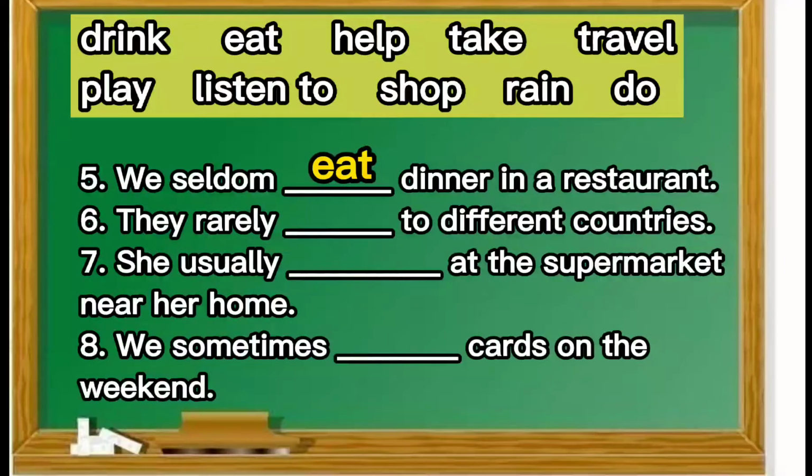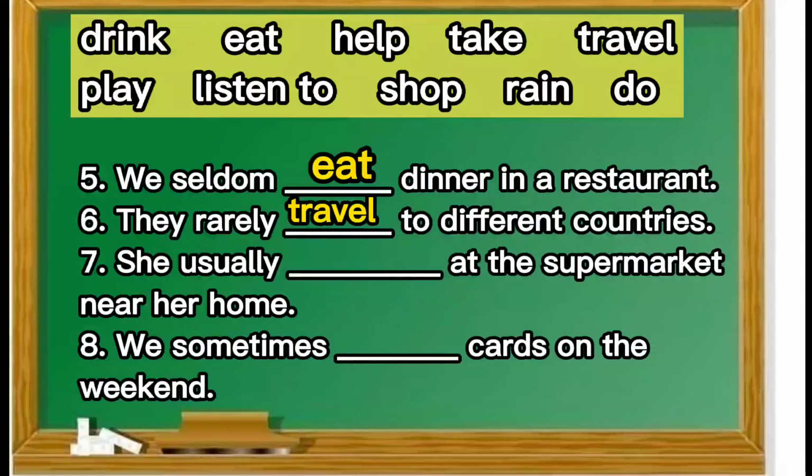6, they rarely blank to different countries. Since we are talking about different countries, the word or the verb we need to use is travel. They rarely travel to different countries.